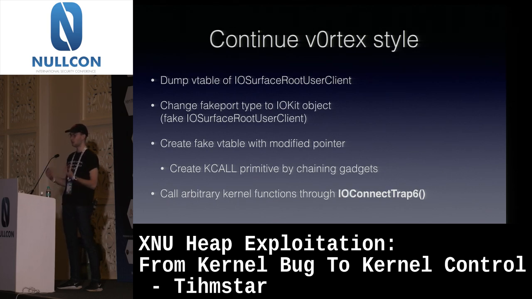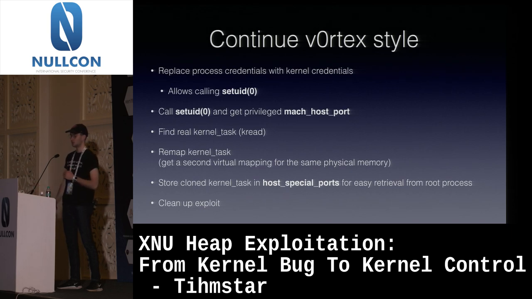So why do we do that? Well, the port has a pointer-like object. So we set the object pointer to point to our fake C++ object, and that fake C++ object points into our fake vtable. In that fake vtable, we modified one pointer to create a kernel call primitive. By using the IOConnectTrap6 function, we can jump to what we put into the pointer, and we control the arguments, so with some hex we can build a kernel call primitive from this.